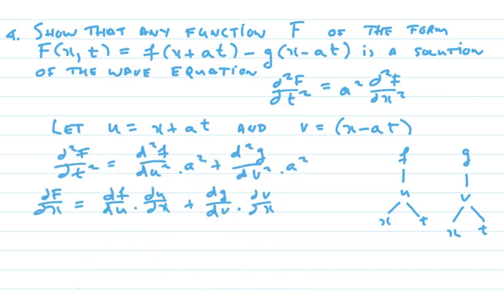We again use the diagrams on the right to write down a formula to calculate the partial derivative of f with respect to x. That is the derivative of f with respect to u times the partial derivative of u with respect to x plus the derivative of g with respect to v times the derivative of v with respect to x. We cannot evaluate df/du and dg/dv, but we can evaluate du/dx and dv/dx. These are both just equal to 1, so we get the following.